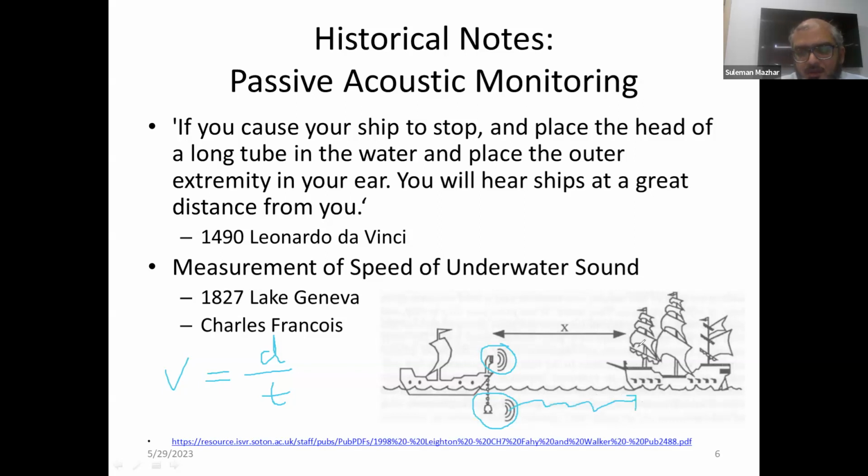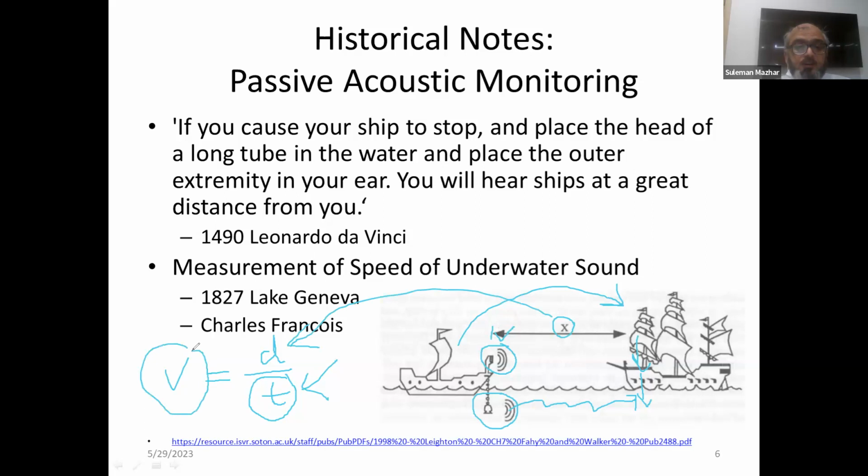And there will be an observer on this ship who will look at the light. The moment he sees the light, he starts his stopwatch or his time measurement. And as soon as he hears the arrival of the sound here, he stops his stopwatch. Based on that, he gets the total time required for the sound to move from this ship to this ship, right? And this time, when put in the denominator, and this distance x, which is written here, when put in the numerator, will give you the speed of sound. So that was the first ever measurement of the speed of sound that happened in 1827.